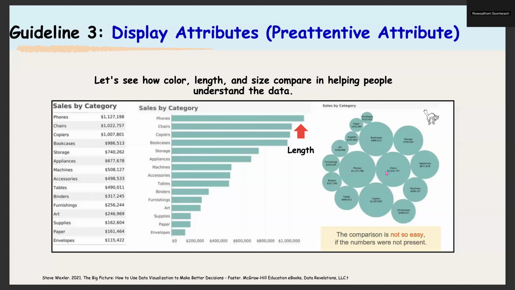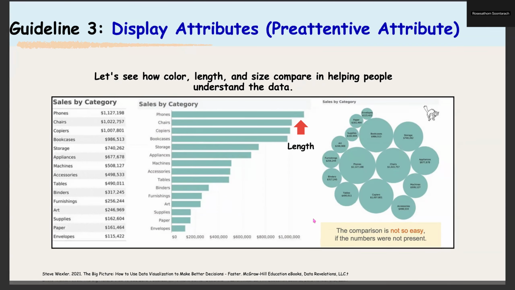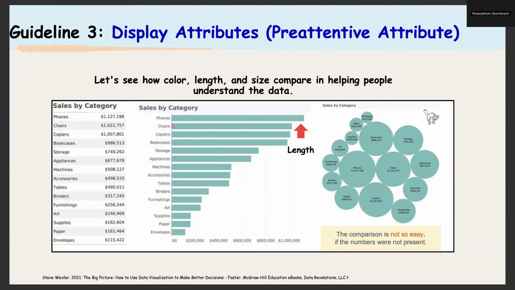So let's see how color, length, and size compare in helping people understand the data. You put the data like this in the table, and then you make it as a bar chart and make it as a bubble chart. So which one is easier? Maybe this one, because you can look at the length and answer the question, if I ask you which category shows the highest sale.